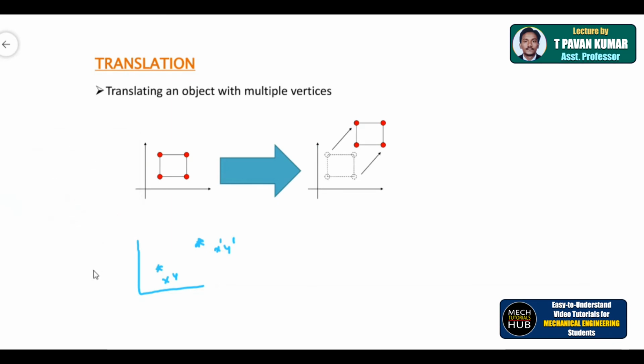When it comes to multiple vertices, how is it going to be? That we'll see now in this slide. Here let me call this A, B, C, D. If this is A, B, C, D, then this becomes A prime, B prime, C prime and D prime, which is the new position. In case of translation, it becomes A prime, B prime, C prime and D prime. The new position here is nothing but P prime. Similarly, A, B, C, D is nothing but the old position.